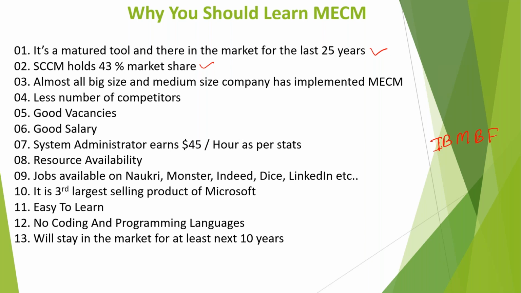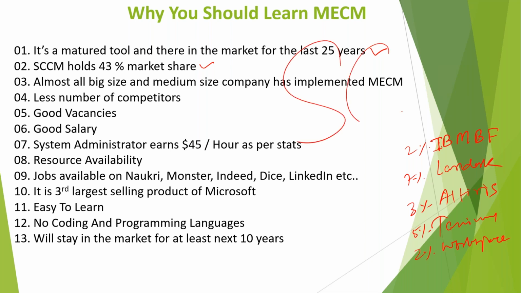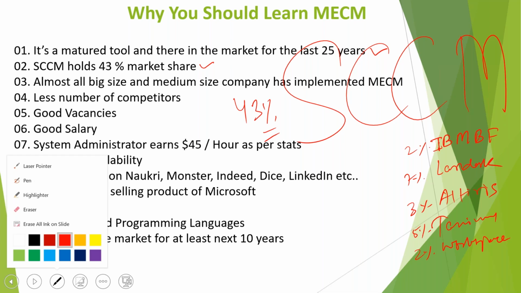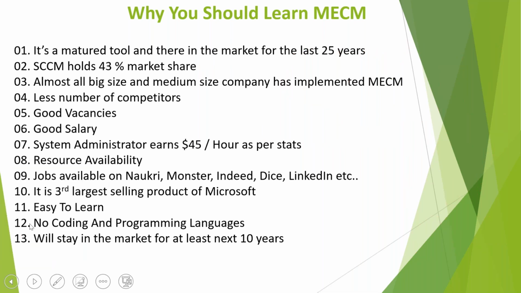So similar to SCCM, you have some other third-party products like IBM BigFix, LANDesk, then Altiris, then you have Tanium, then you have Workspace. These are some of the competitors of SCCM. Some have like 2% of deployment, 7%, 3%, 5%. But SCCM is like a giant in front of these tiny competitors, with 43% of market share. So almost everywhere you will find SCCM wherever you go. Either you are in India or Canada or Australia or European countries or Gulf countries, you will find SCCM. Almost all big and medium size companies have SCCM.